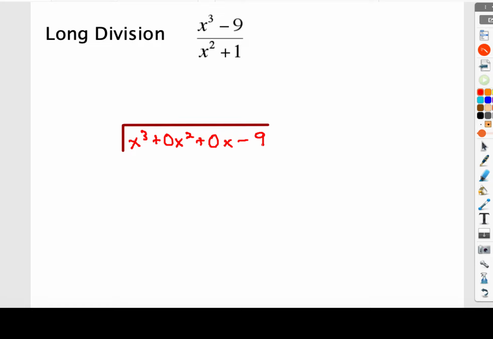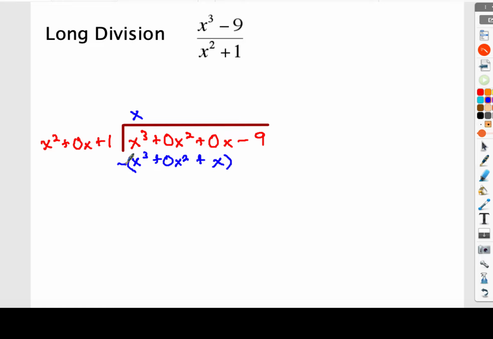That works for the divisor as well. I've got x squared, but notice there's no linear terms, 0x, and then a plus 1. So now I need to start the process and say, okay, what would I multiply by x squared? Well, just x to make that x cubed. And x times 0x, I'm still going to go ahead and write that down so I get those like terms lined up. And x times 1 would be x.